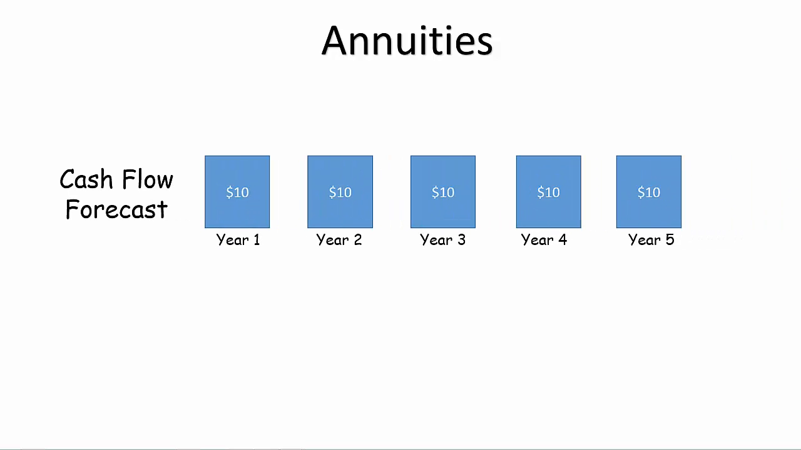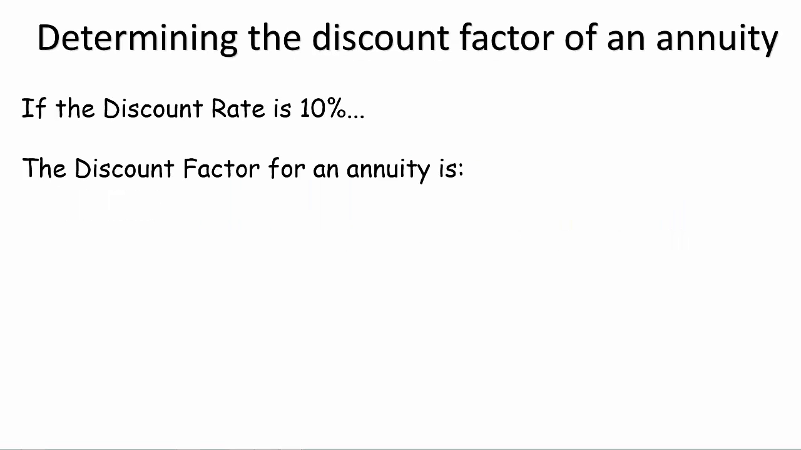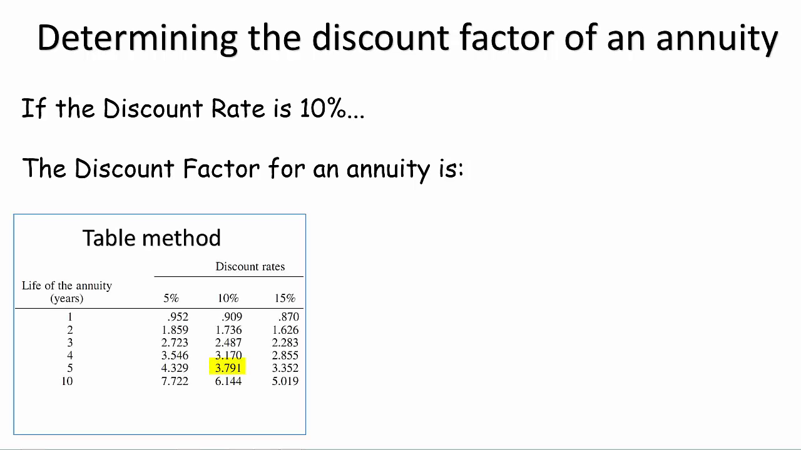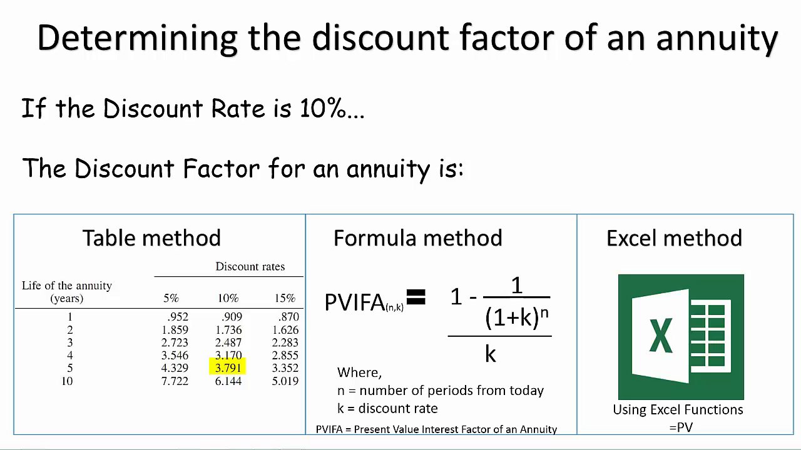What if instead I promised to pay you $10 for only the next 5 years, and not forever like I did in the previous example? How much is this worth? We call this an annuity. When the cash flow forecast only occurs for 5 years, we need to look up the discount factor in a different table or use a different formula. We call this the discount factor of an annuity or the present value interest factor of an annuity. They mean the same thing.